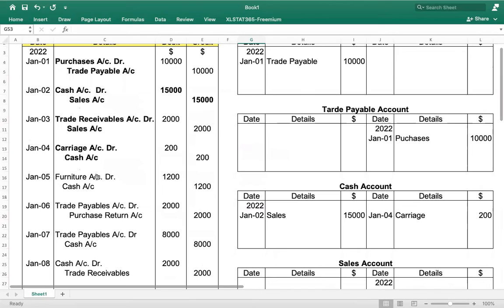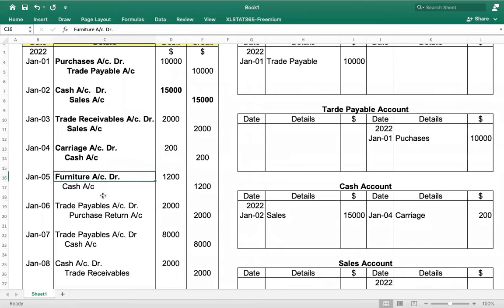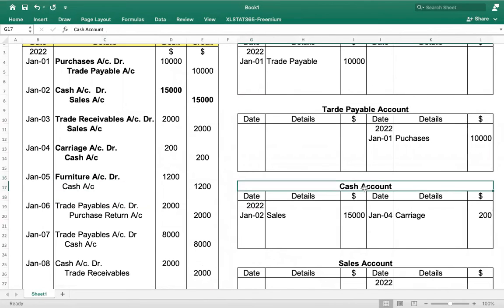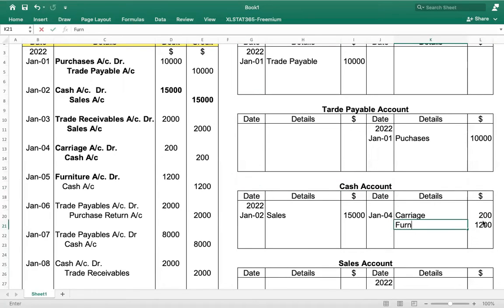Then next, which account? Cash. This is the cash account. Credited, so credit side 1200. Name of the other account is furniture, right? Done?